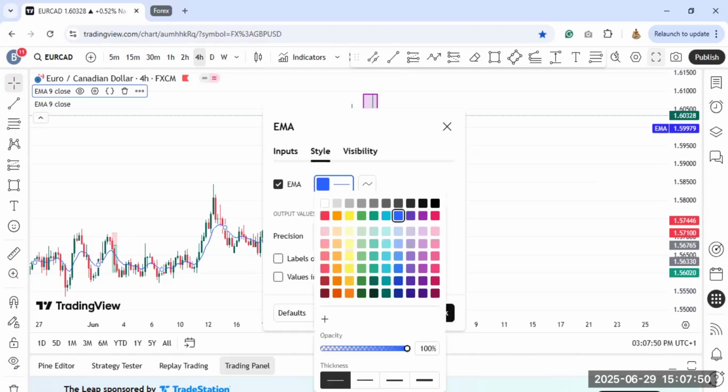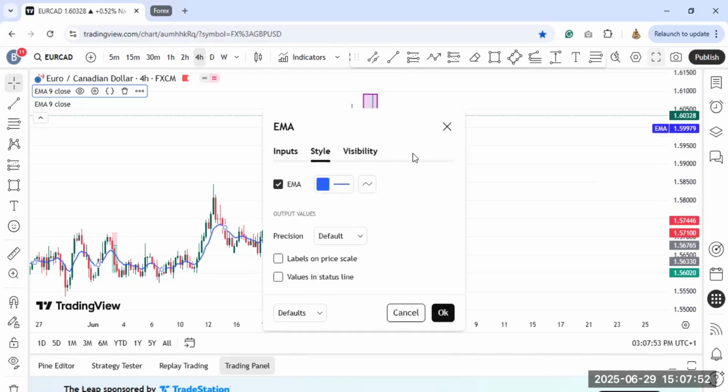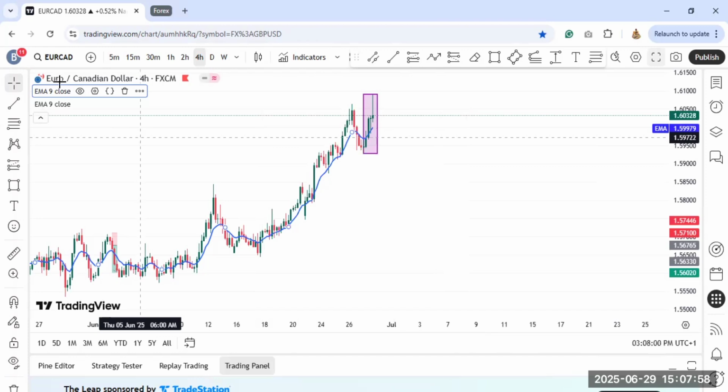The lines, I can increase the lines. I will leave the blue. So the thickness of the lines, I've increased it. You click on OK for this particular one. Now the second one, I am going to edit it.